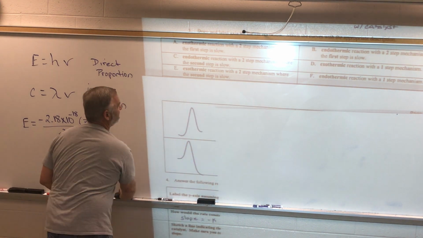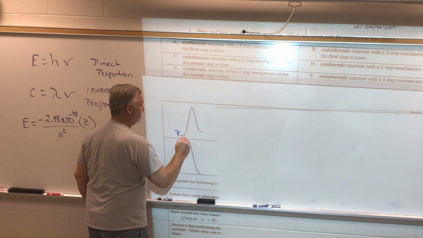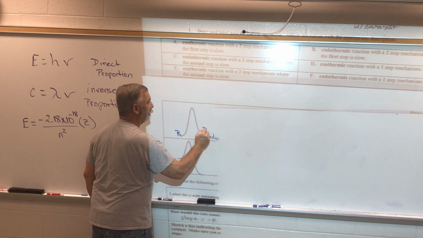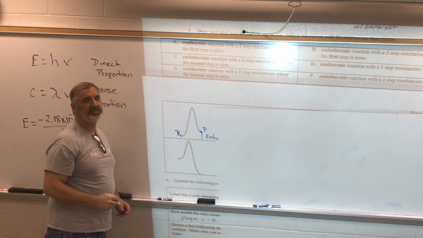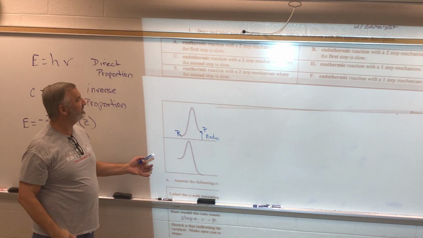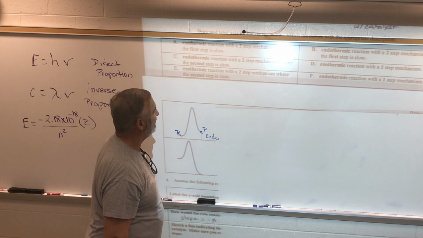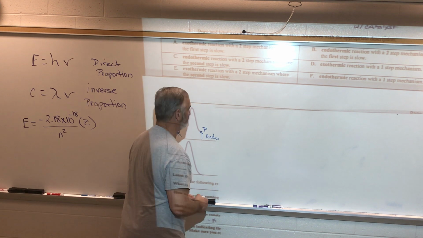So when I look at this one, well, here's my reactants, here are my products, energy's going up, so it's endo. It's only got one peak, so that means it's a one-step mechanism and one-step endothermic. Which one is that? Endothermic step, that's F. Okay?